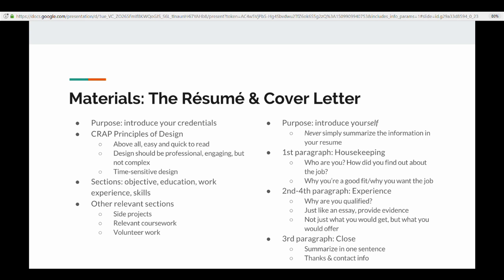So my objective statement is going to introduce myself as an educator, not as someone looking for an instructor position. I may include that, but I really want the focus of that objective statement to be that professional identity.